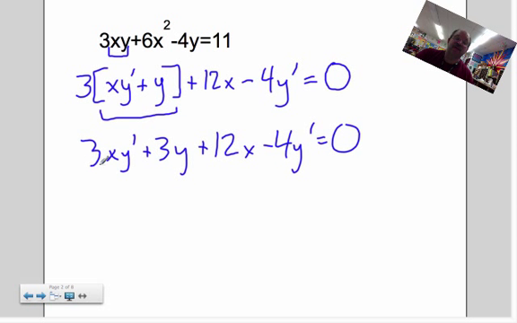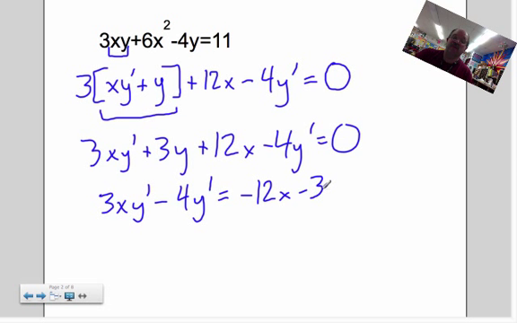All right, and then let's see. We get our y prime terms together and our not y prime terms together. So we've got 3x y prime minus 4 y prime equals negative 12x minus 3y. Factor y prime out.